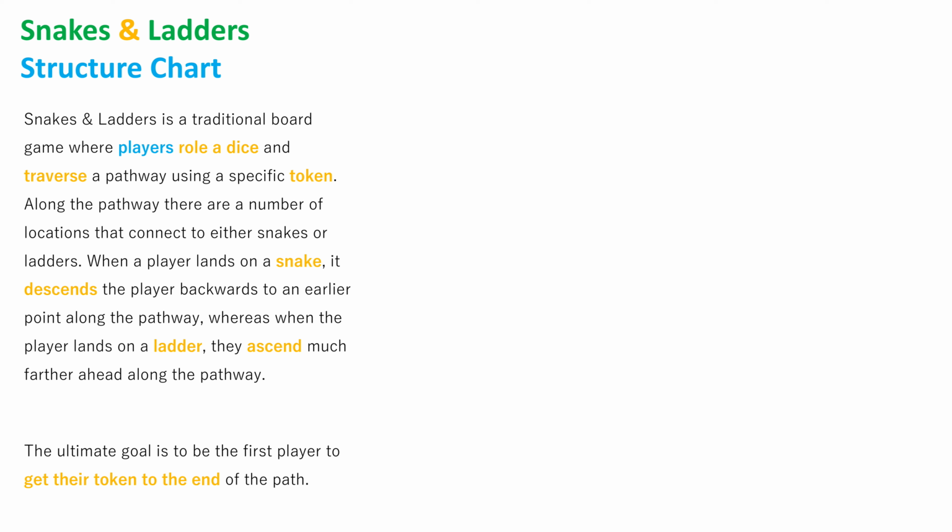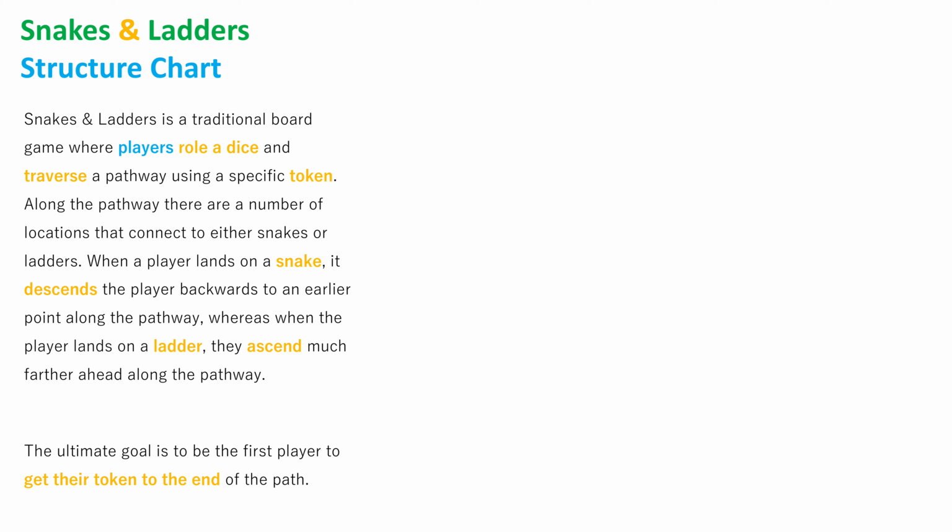It's a traditional board game where players roll a dice to traverse a pathway using a specific token. Along the pathway, there are a number of locations that connect with either snakes or ladders. When a player lands on a snake, their token descends the pathway, taking him closer back to the beginning of the game. When a player lands on a ladder, they ascend the ladder, taking him further ahead along the pathway within the game. The ultimate goal of this game is to be the first player to get their token to the end of the game and be declared the winner.